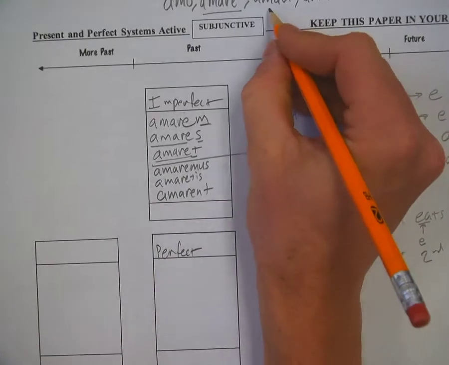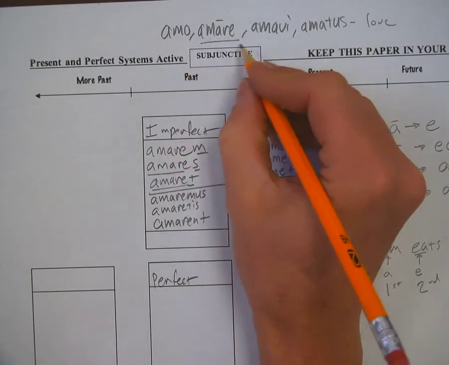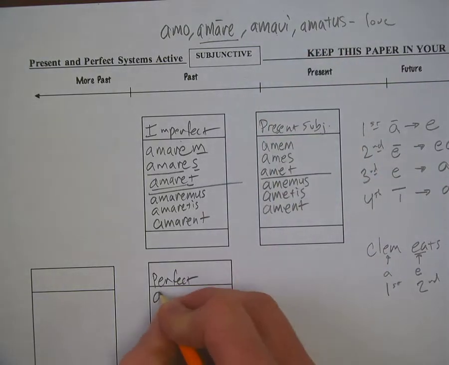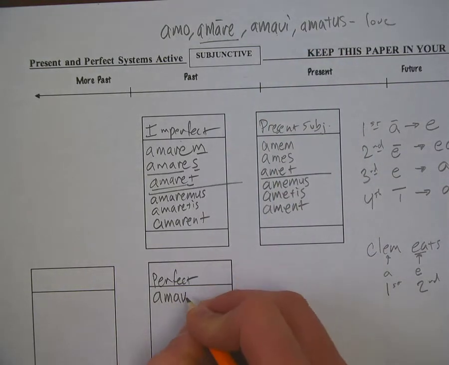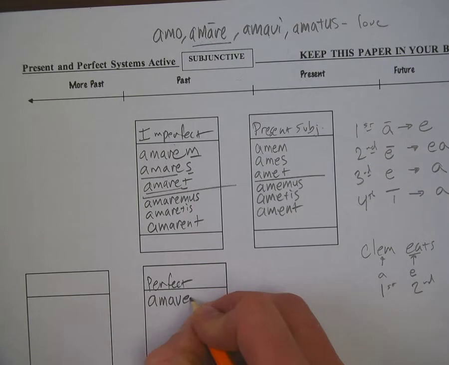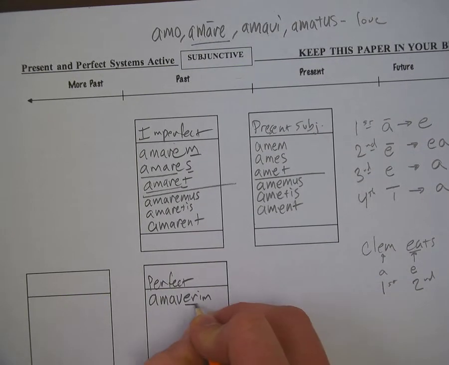Perfect subjunctive. You use the perfect active, because we're in active right now. These are all actives. Use the perfect active stem. Ama, and then you just do amaverim. You use eri for the perfect, okay? And that's the one that gets used. Amaverim is the one you do. I'm just double checking something, making sure I'm not telling you something wrong. Amaverim. Okay? Eri plus endings.